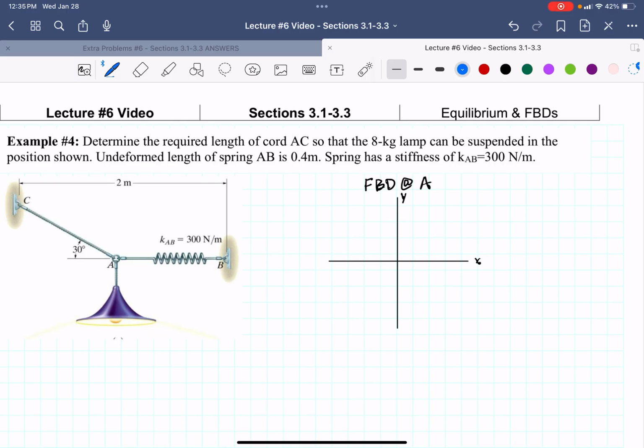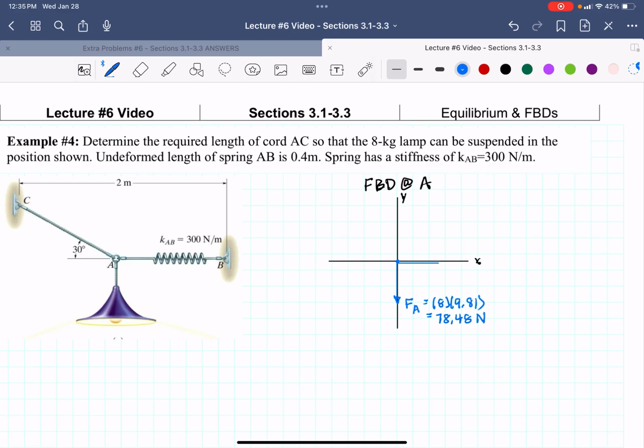So I have the weight of the lamp pulling directly down, which I can calculate. The weight of the lamp, I'm going to call it F of A. But they told us that the mass was 8 kilograms. So I can do 8 times 9.81. That will give me my force, which equals 78.48 newtons. Now I also have the force from the spring, so I'm going to have a force over here.